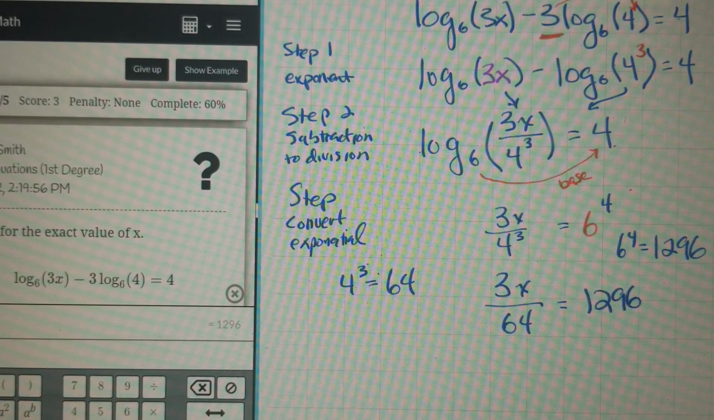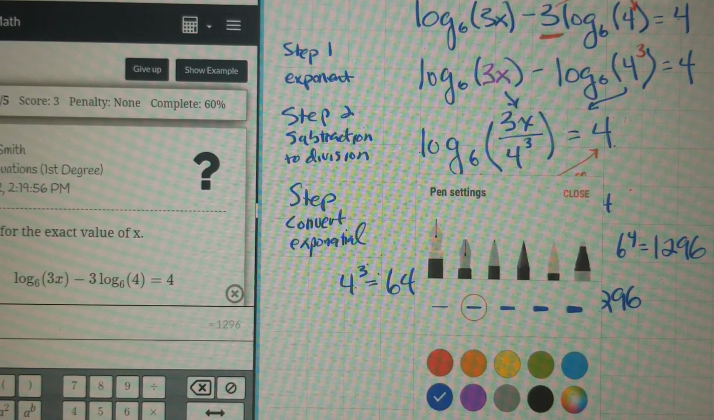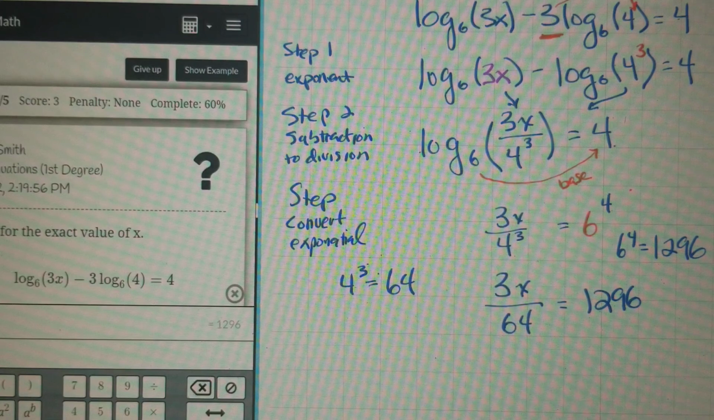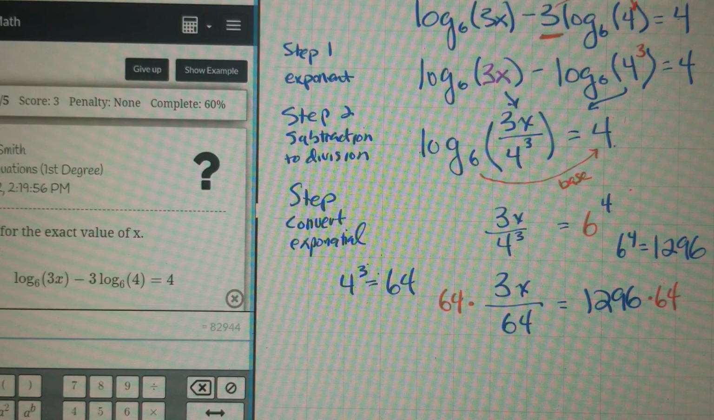So what's the first thing I do? Whenever I have a fraction in the denominator, I multiply by the denominator to get rid of it. So I'm going to multiply both sides by 64. Holy cow, I definitely can't do that in my head. 1296 times 64. It's a lot of work so far. I hope we get the right answer. All right, and so that equals 82944 and 3x. These two canceled out.